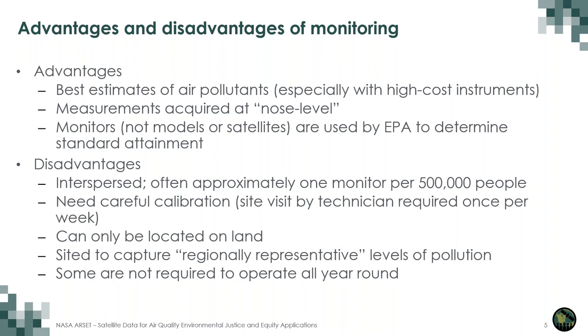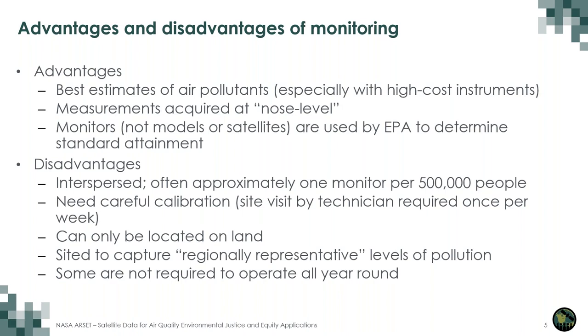But of course, monitors have disadvantages as well. They were not set up or intended to measure how pollution levels differ within urban areas, and therefore they're interspersed. There's often approximately one monitor per 500,000 people, which is really not enough to capture neighborhood scale pollution differences.